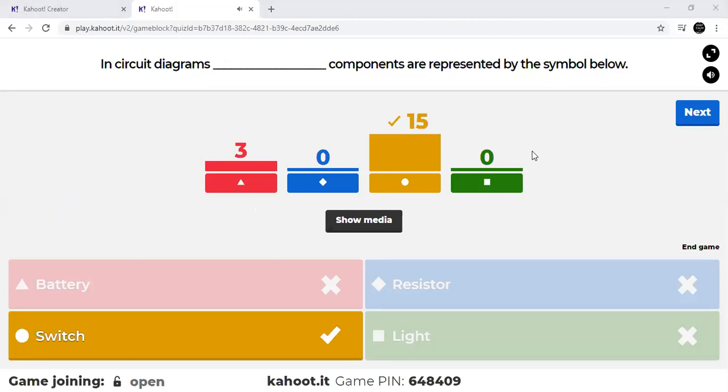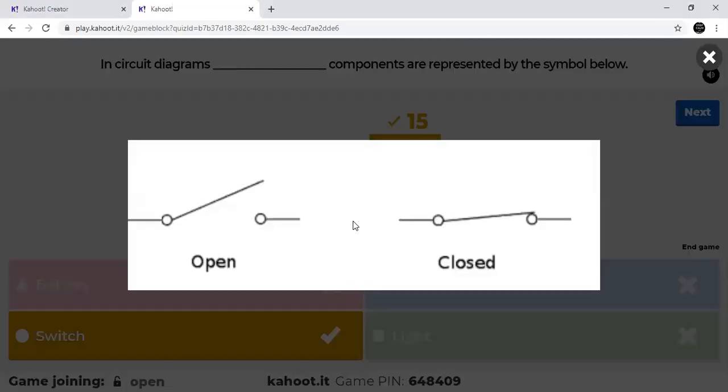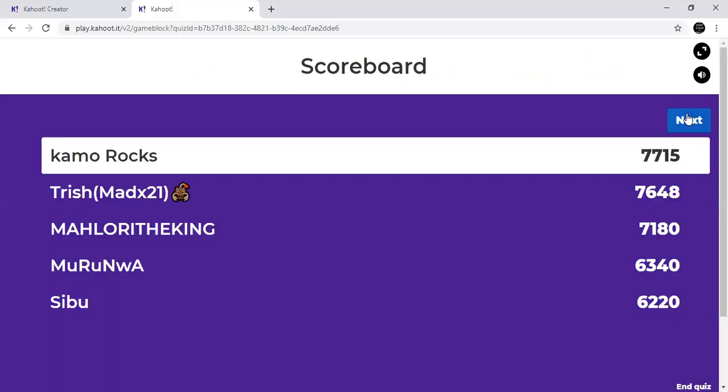Okay, 15. So some of us were left outside. And then we have 3 that said it's a battery. Guys, this is a switch. Remember, open switch, and then here we have a closed switch. Then scoreboard. Privy, welcome to the top 5. We see you.